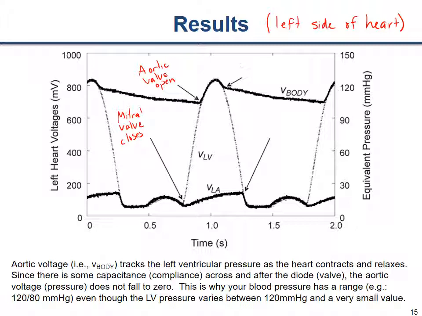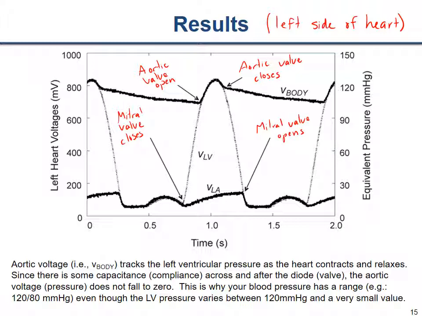Okay, now the aortic valve will open for a certain amount of time in sort of a rectifying behavior until it closes when there's just not enough energy to pass through here. So here the aortic valve closes. And that drops the left ventricle voltage until the mitral valve opens.